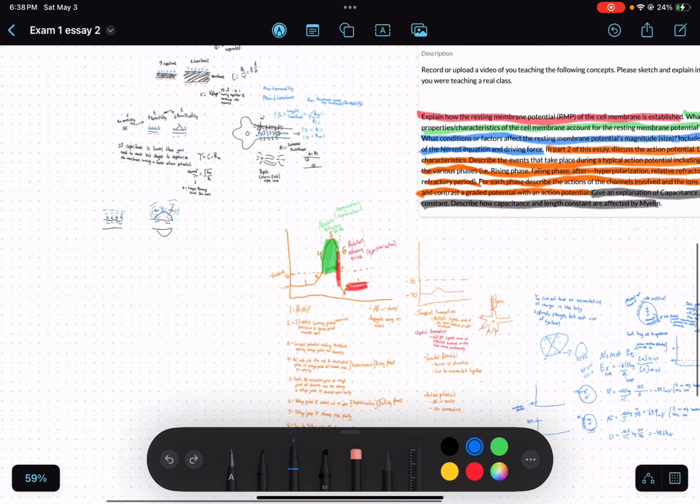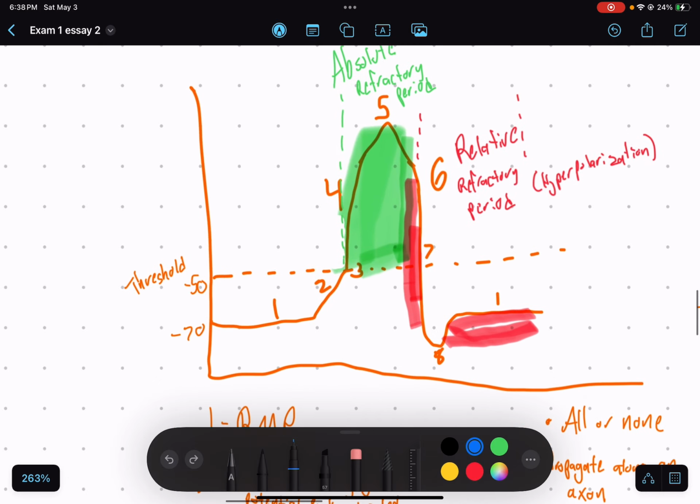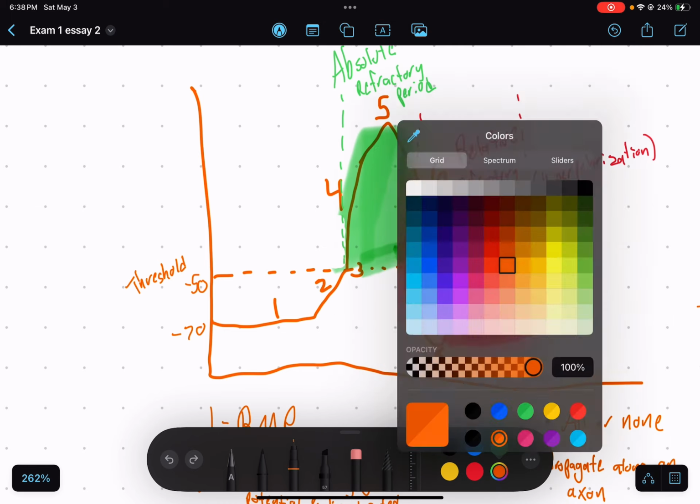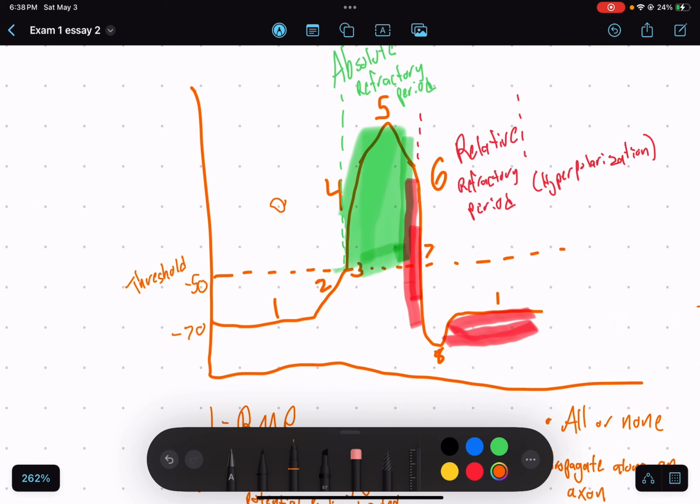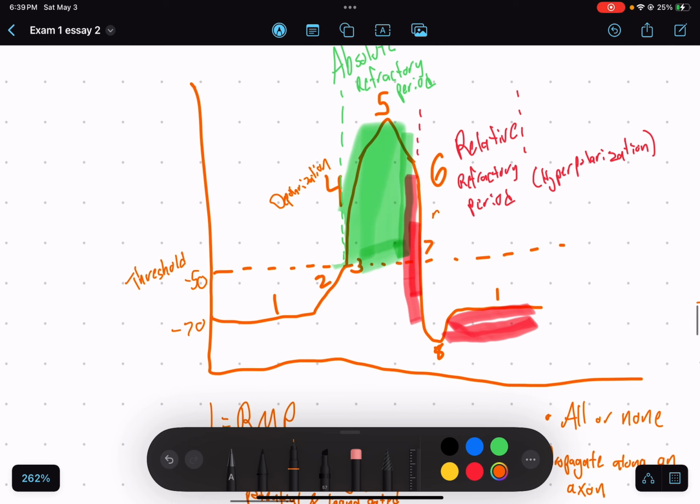So first thing I'm going to do here is go over this graph here. Number 1 here is just showing RMP. Number 2 is showing a stimulus, and I'll go over this more in depth. Number 3 is showing where the action potential is taking place at threshold. Number 4 is showing the depolarization. I'll go ahead and write that on the graph here. Number 5 is showing the peak. Number 6 is showing the repolarization.